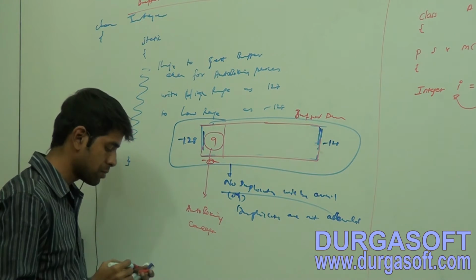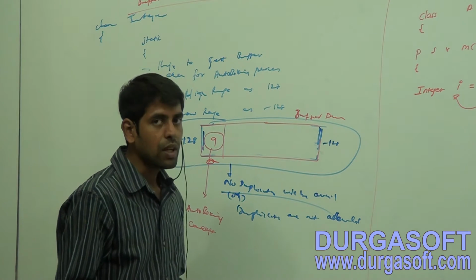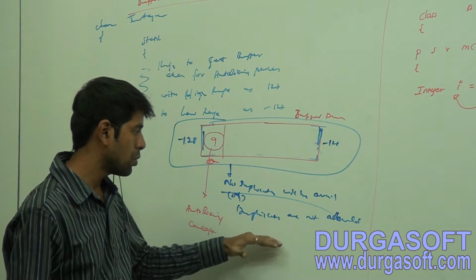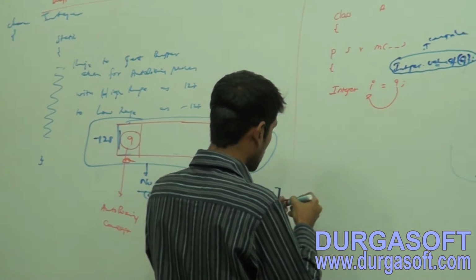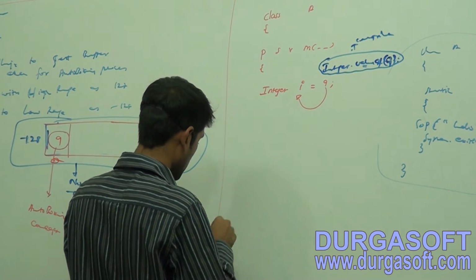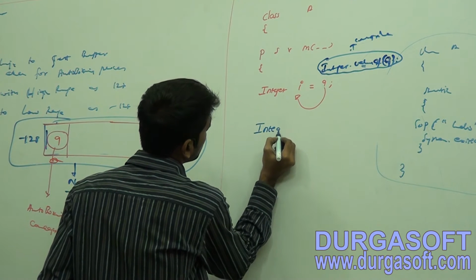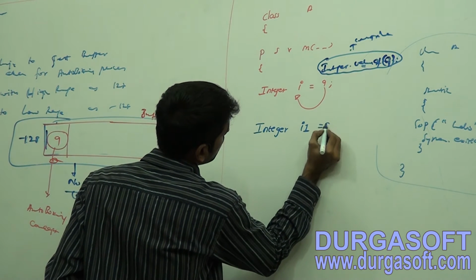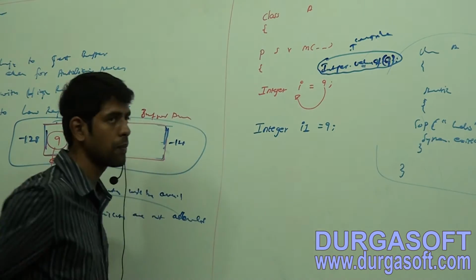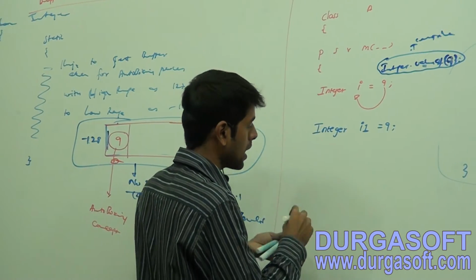Now observe, we are coming to duplicates are not allowed. Now create one more object, friends. Create one more object, Integer I1 equals 9. Please observe once again what happens here.